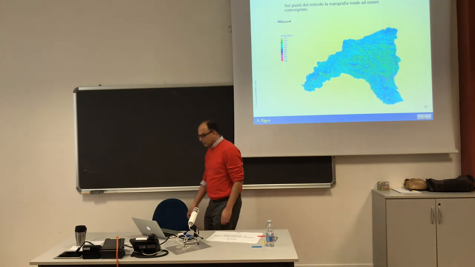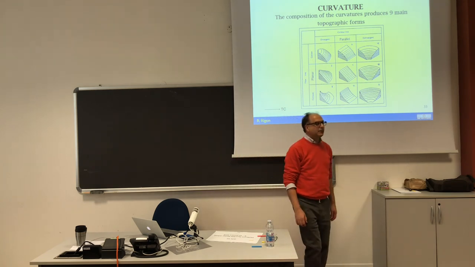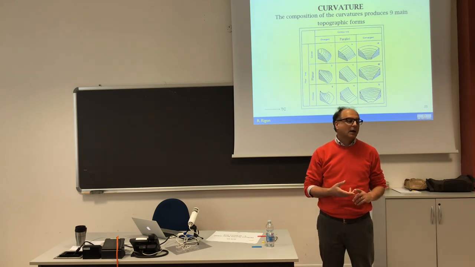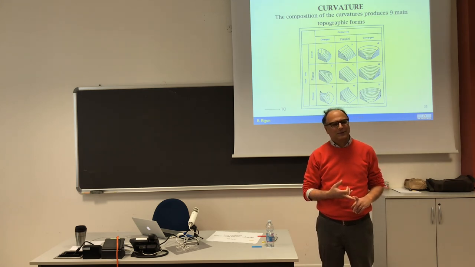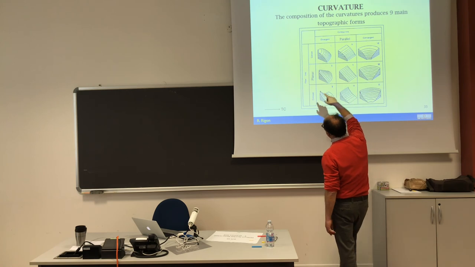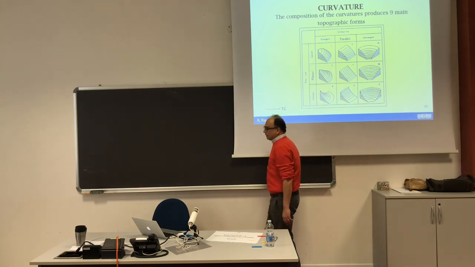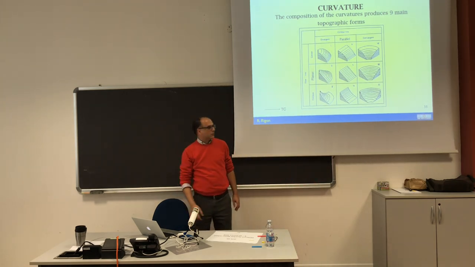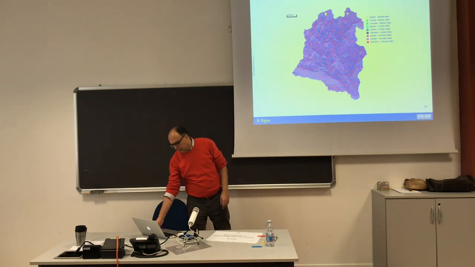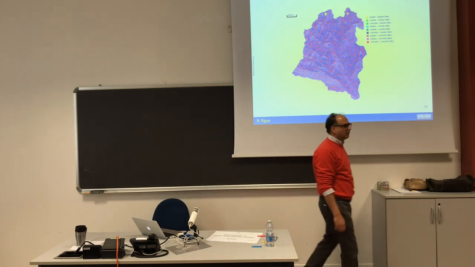So we have various elements to try to classify the surface using just three elements: gradient and the curvature. Here we have the curvature along the contour line and the curvature along the flow line. We call this profile curvature, and we call the other one planar curvature, and we see that we have different geomorphological classes.